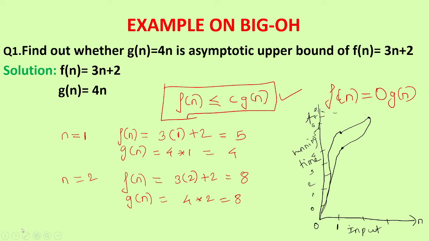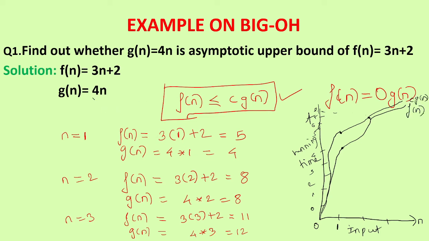Now we'll take n equal to 3. f(n) is 3 into 3 plus 2, that is 11, and g(n) is 4 into 3, that is 12. So now f(n) is 11 and g(n) is 12. This is c times g(n) and this is f(n). Here c is 4. This c is 4 always, and this is n.